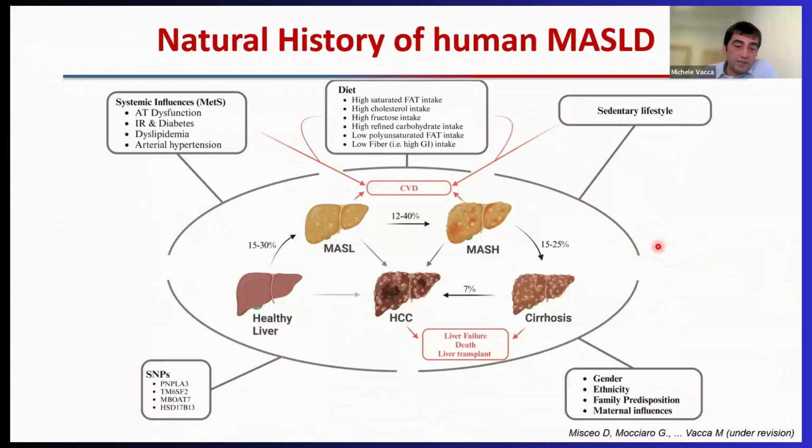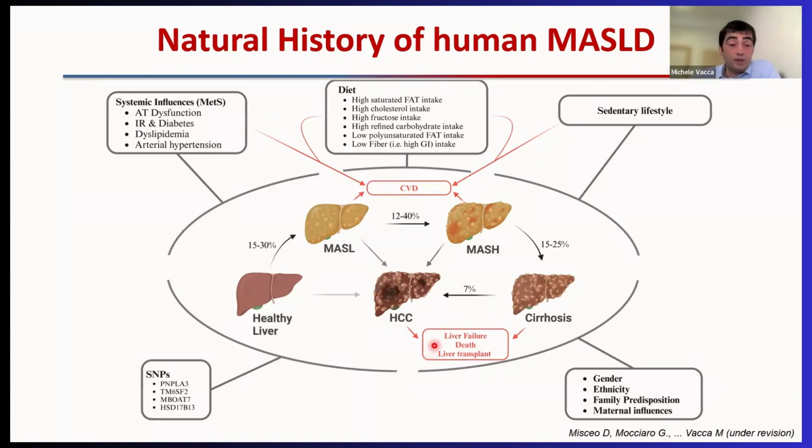So it's not surprising that the natural history of human MASLD implies that up to 40% of the subjects with fatty liver will develop a pro-inflammatory and pro-fibrotic form of the disease that we call steatohepatitis, MASH, that has the potential to progress towards cirrhosis, hepatocellular carcinoma, liver failure, and death if the patient is not transplanted.